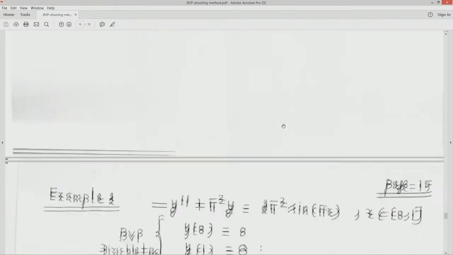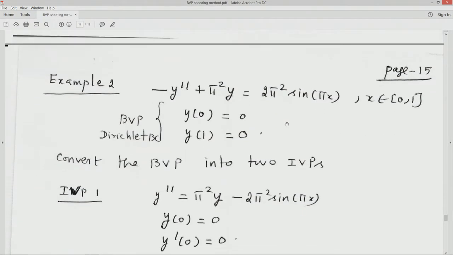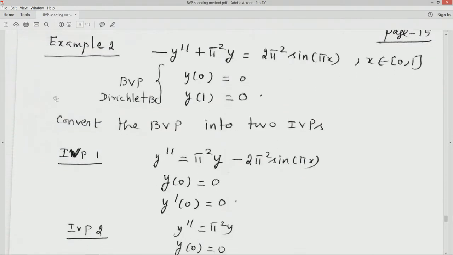Let us now consider another example, namely consider the boundary value problem, which is minus y double prime plus pi square y equal to 2 pi square into sin pi x, which is a linear boundary value problem where x belongs to the closed interval 0, 1. And now, what are the boundary conditions? They are Dirichlet boundary conditions and are prescribed as y of 0 equal to 0 and y at 1 is also 0.